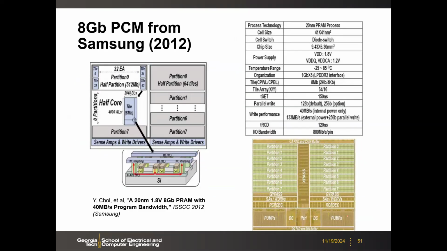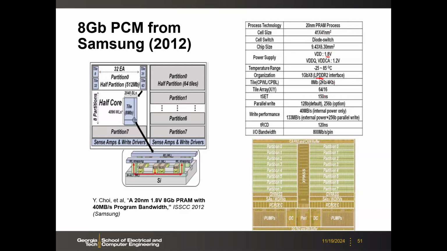So here, this is a paper I mentioned. This is a milestone. So here, you can look into more details. The cell size is around 14 by 14 nanometer square, right? Because 4F square, 20 by 20, and then 4F square, 40 by 40. It's diode connected. And the total chip size, the power supply voltage, and the interface is LPDDR2 at that time. Okay.